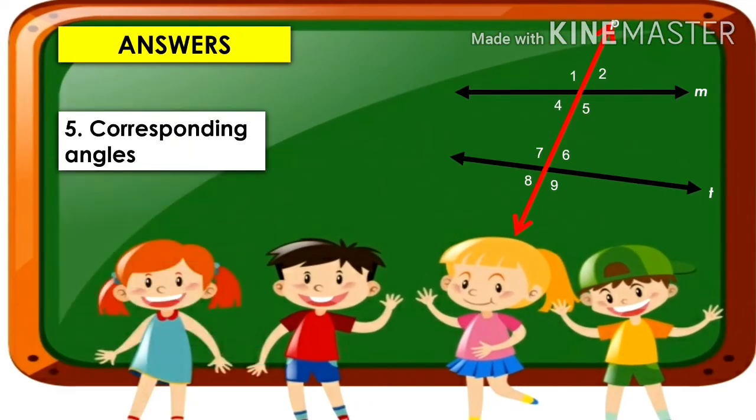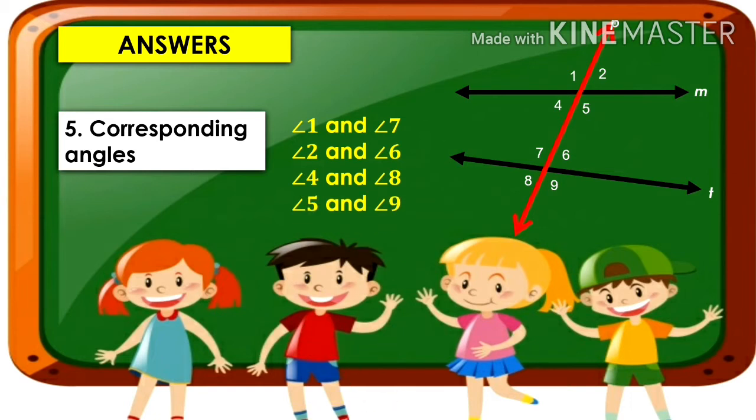So another, how about the corresponding angles? So corresponding angle, angle 1 corresponds to angle 7. And then another pair, angle 2 and angle 6. Another, angle 4 and angle 8. And last one, angle 5 and angle 9. Those are examples or the answer for corresponding angles.